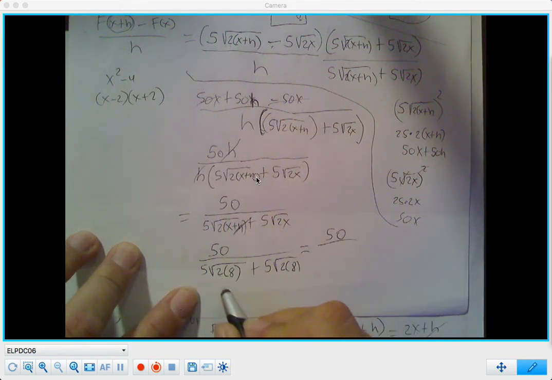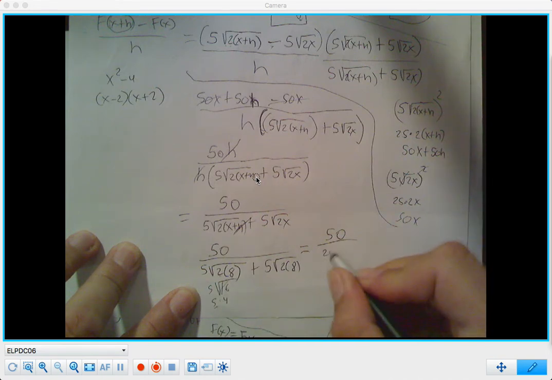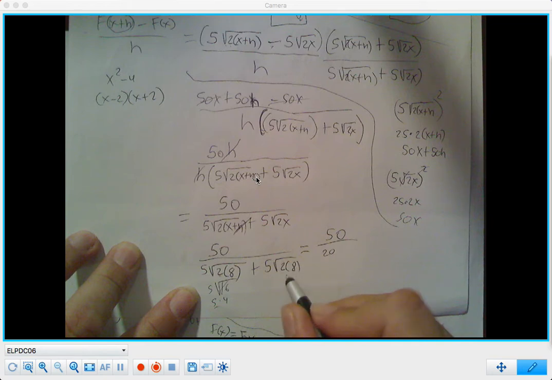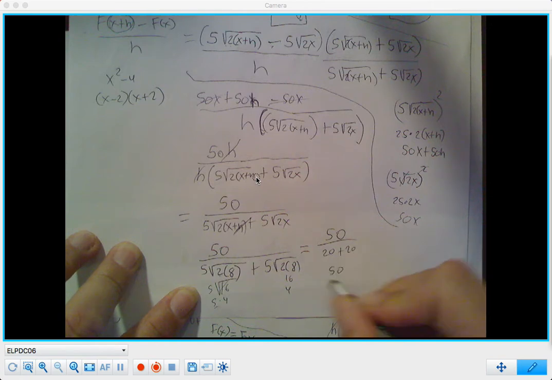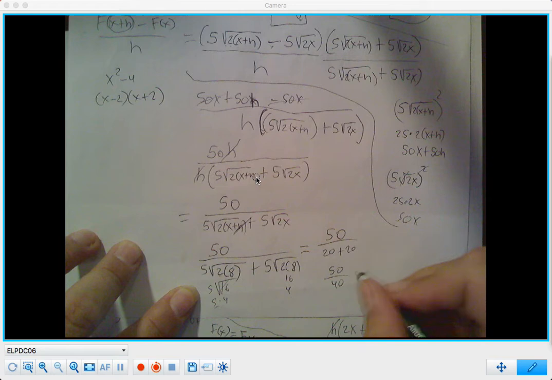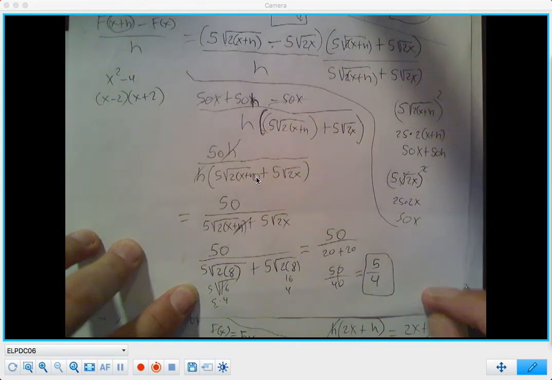2 times 8 is 16. Square root of 16 is 4. 5 times 4 is 20. 2 times 8 is 16. Square root of 16 is 4. 5 times 4 is 20. So this becomes 50 over 40, which is just 5 over 4. Cool.